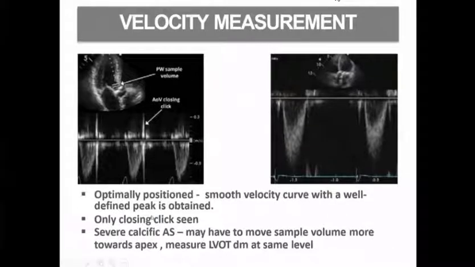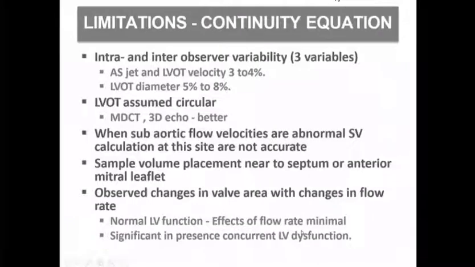So optimally positioned, a smooth velocity curve, a well defined peak is obtained. That was for VTI, only the closing click. In severe AS, you may have to move the sample volume more towards the apex, measuring the LV diameter at the same level. So limitation, what is the major limitation?